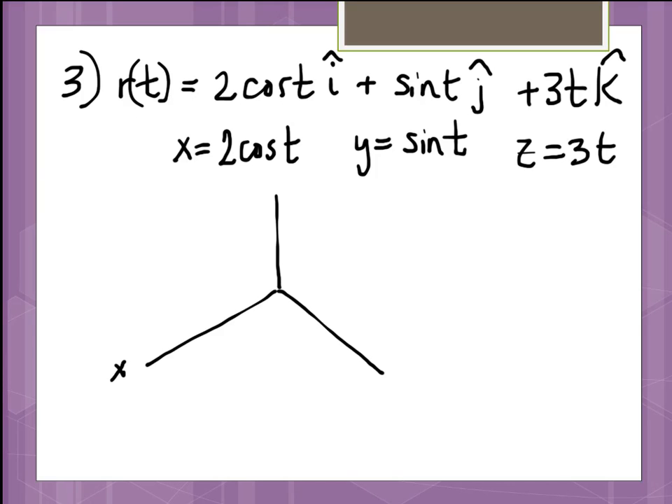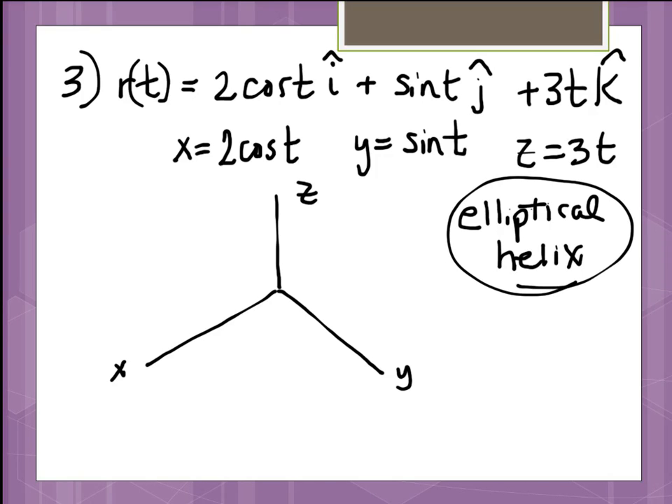All right, so let me put in some axes notations. I had been lazy about doing that before, but we've got this sort of elliptical spiral. They call it an elliptical helix, just so you know. So this is an elliptical helix, and we're starting out here.